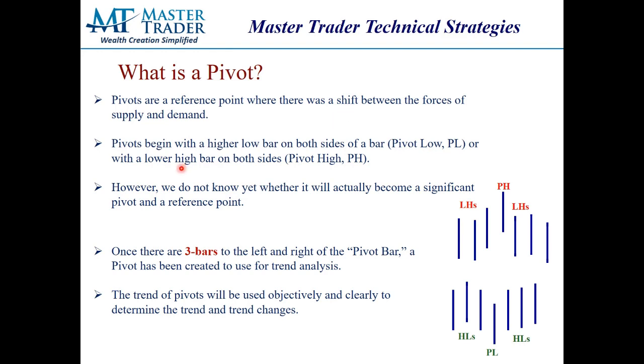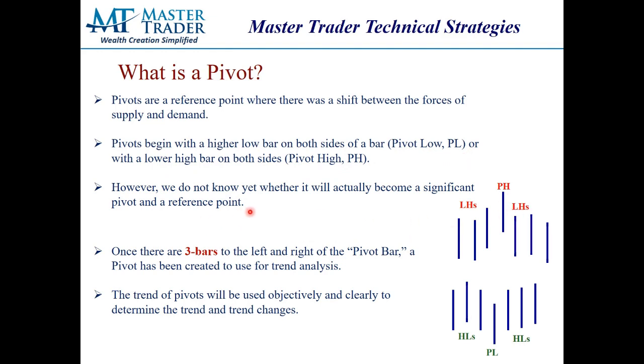There's been a shift between the forces of supply and demand. As I've said, we refer to supply, meaning this is where there is resistance. So there's supply there, there's sellers there. Demand is where there's support and there should be buyers. So pivots begin with a higher low bar on both sides of a bar. And that's a low pivot. Or with lower high bars on both sides, meaning a high pivot. And we're just going to use PH and PL to mark them.